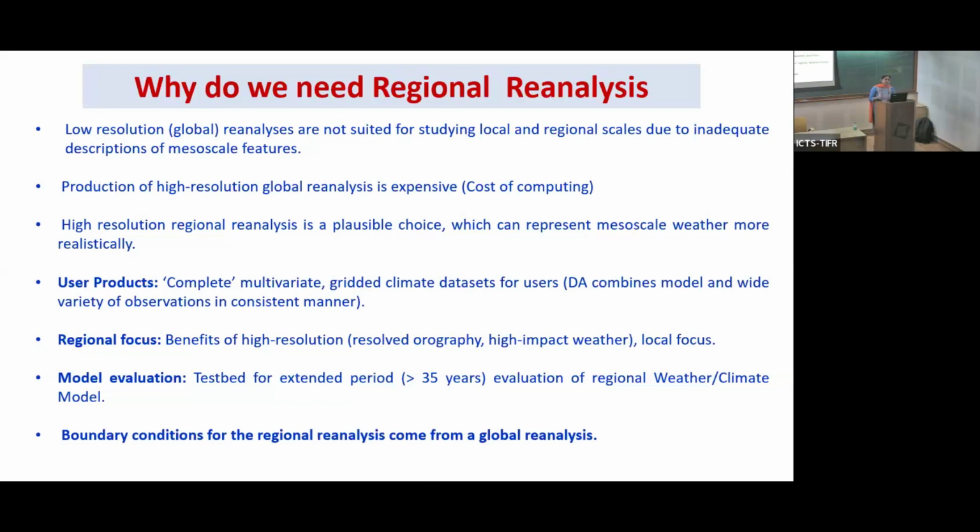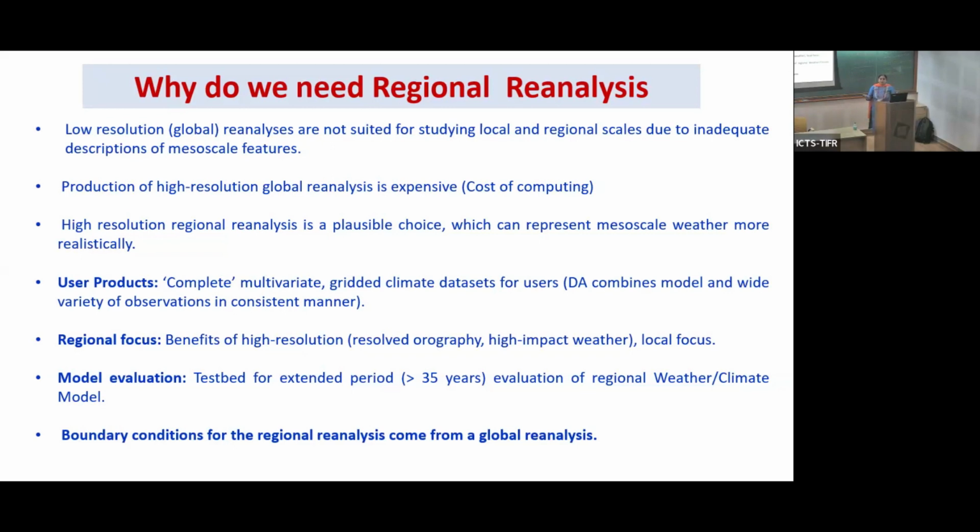Then the question comes: why do we need regional reanalysis? We have many global reanalysis, but why do we go for regional reanalysis? If you see the global reanalysis, what is the resolution of ERA 5? You might have been using the ERA 5 data. 25 kilometer, but the actual resolution is 33 kilometer. They are providing the product at 25 kilometer resolution.